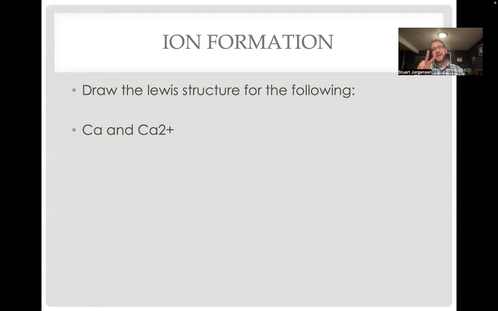Calcium, we know, is in the second column on the periodic table, so it should have 2 dots for the calcium atom. For the calcium ion, you would lose those 2 dots. So we'd have Ca2+ with no Lewis dots around it. What about this one? Try this one.